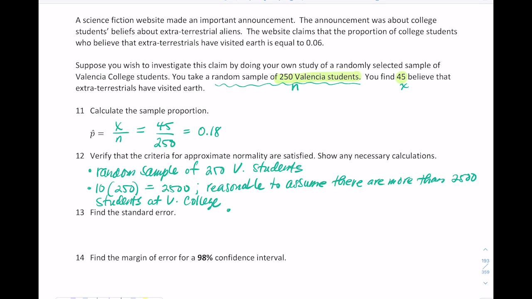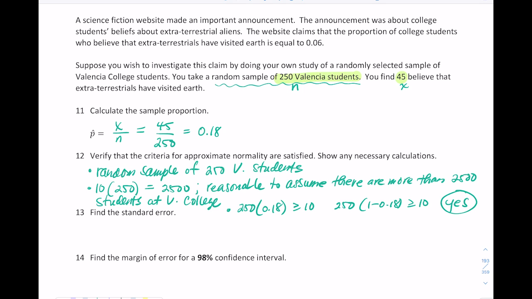And then the last one is n times p hat. That's my success. So that would be 250 times 0.18, which has to be greater than or equal to 10. And that gives me 45, which is greater than or equal to 10. And then 250 times 1 minus 0.18, or 250 times 82%, also greater than or equal to 10. That comes out to 205. So yes, the conditions for normality are satisfied. Okay, so I can use a normal model, which is important here for investigating the parameters.